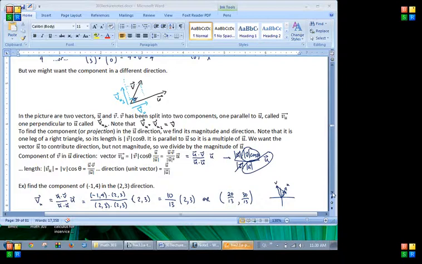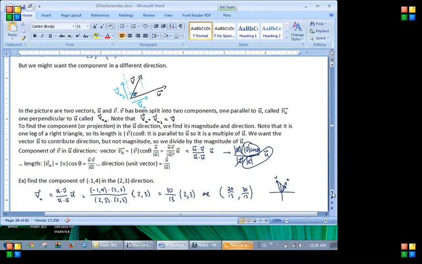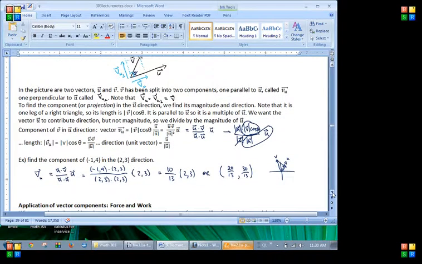Now, a practical application of the dot product from physics. Force and work.